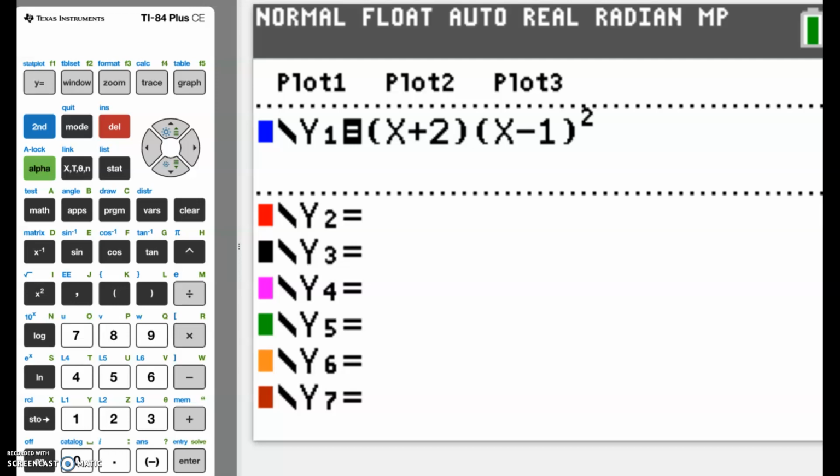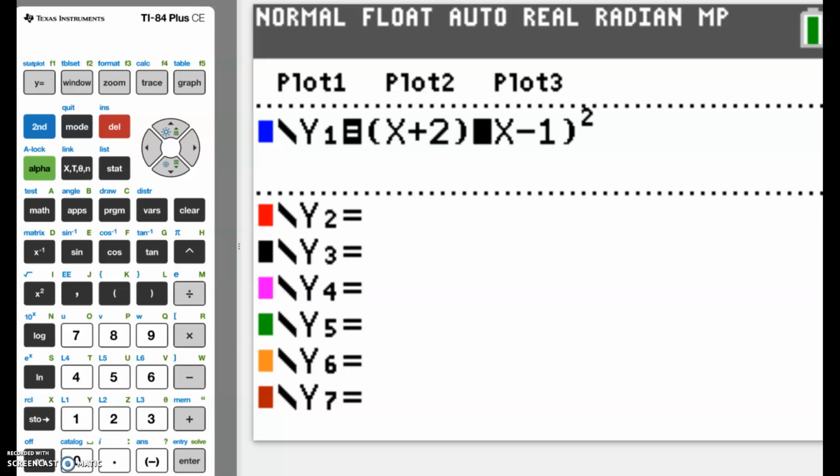Based on our work, we should know that the x-intercepts are going to be -2 and +1, where -2 has a multiplicity of 1 because it only shows up once, and 1 has a multiplicity of 2 because it shows up 2 times, right? That's the (x - 1) quantity squared.